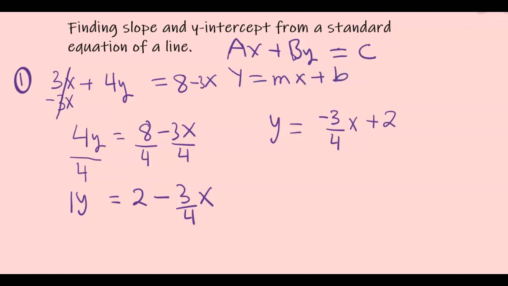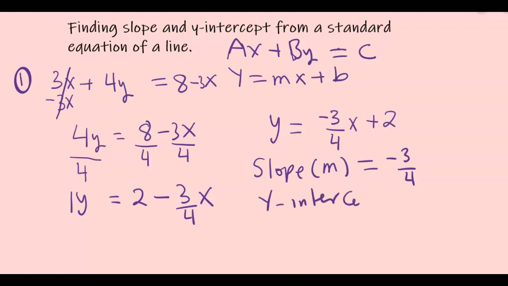And here the slope, which is represented by m, is negative 3 over 4. And the y-intercept is (0, 2).